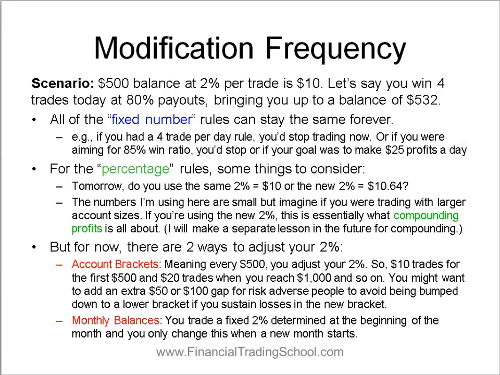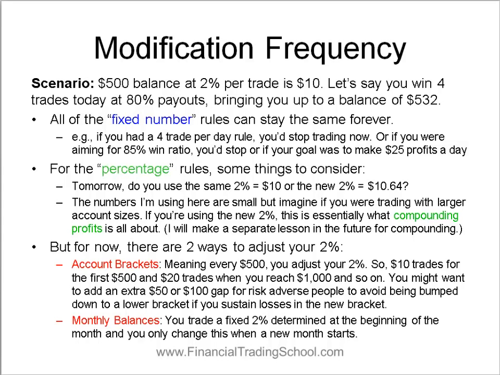Now, for all of your fixed number rules, these can stay the same forever. E.g., if you had a 4 trade per day rule, you would stop now because you made 4 trades. Or if you were aiming for an 85% win ratio, you would stop now because you have 4 out of 4, 100%. Or if your goal was to make $25 profits per day, you would stop now because you reached $32 profit. But for the percentage rules, here's something to consider.